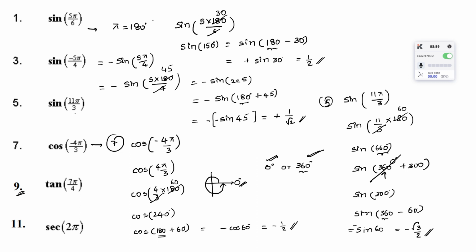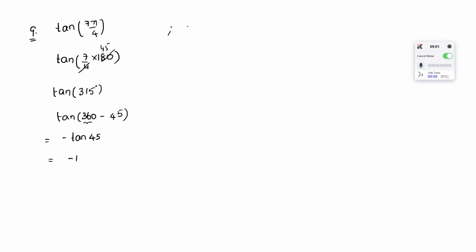And the last question is secant 2 pi. Again, I need to replace pi with 180. So that will become secant 360. And we know that secant is not a primary ratio because we have only three primary ratios, which are sine theta, cos theta, and tan theta. And secant is the reciprocal of cos theta. So let me find the value of cos 360 first.